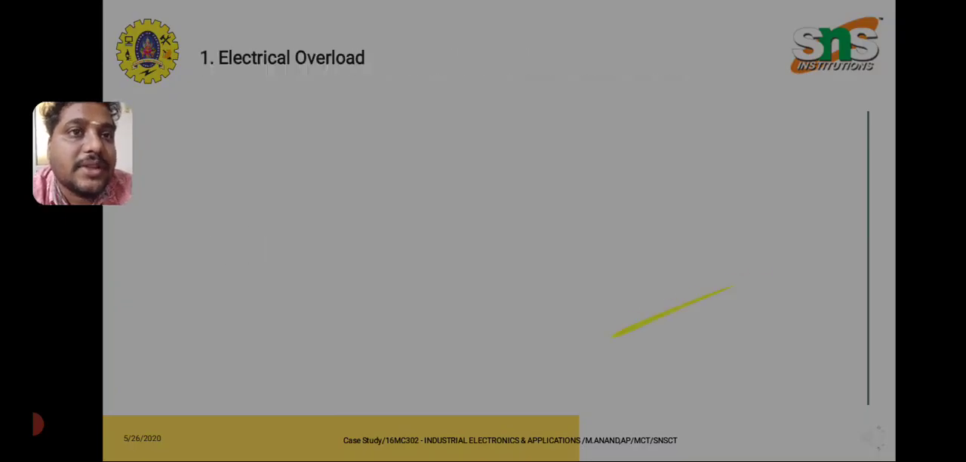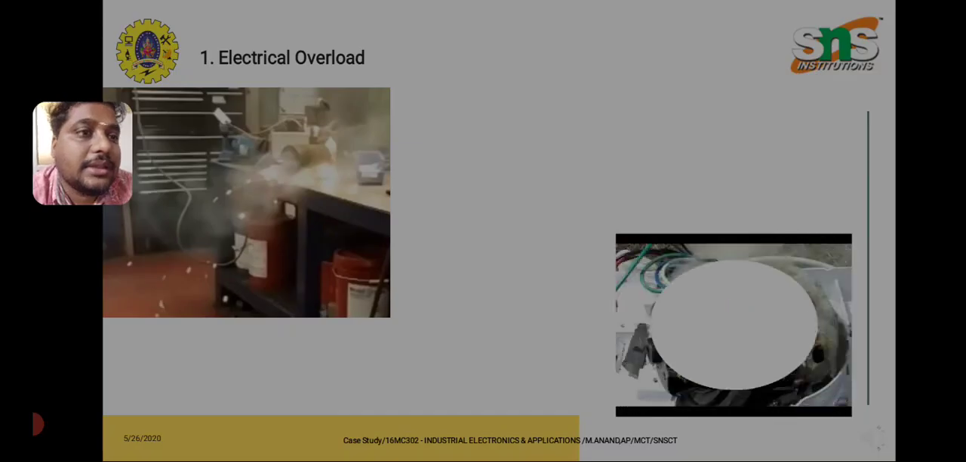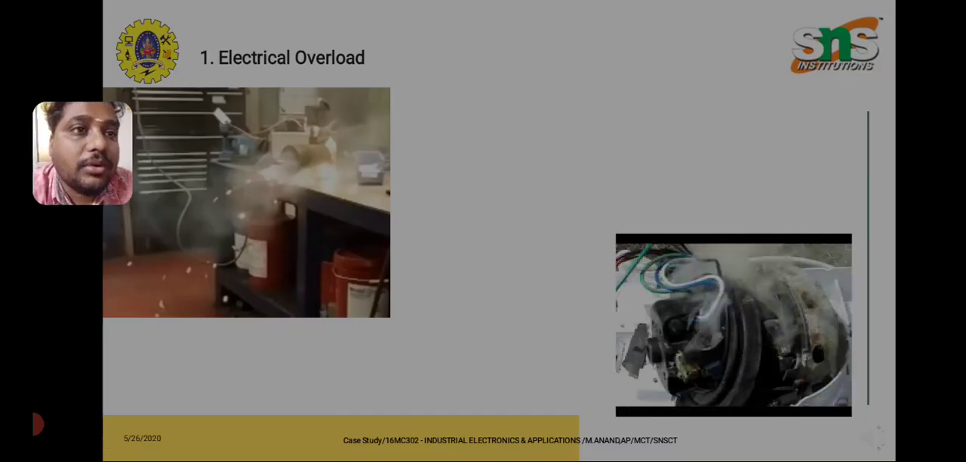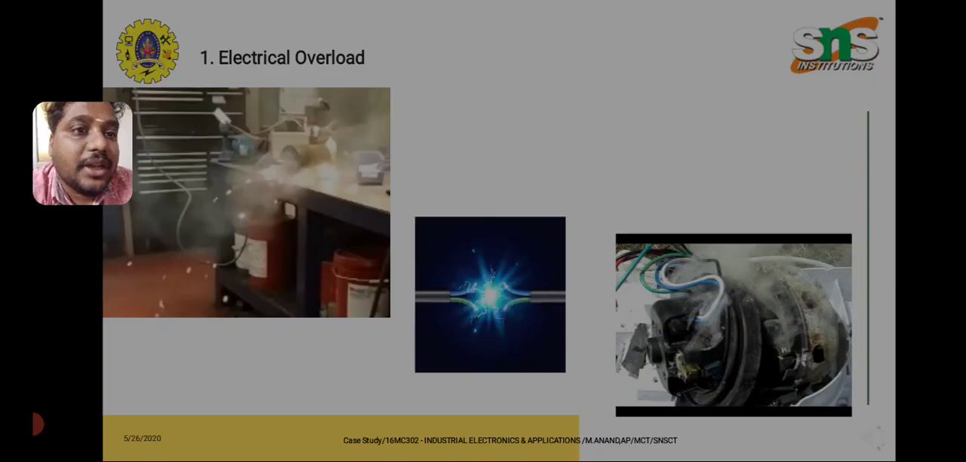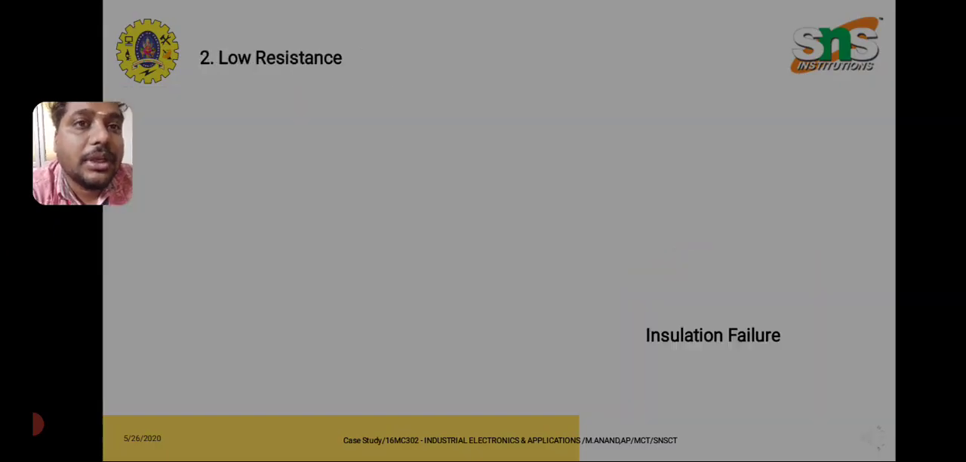The first one is electrical overload. As I said earlier, the overload is created by a phase failure. If any one of the phases fails, for example the R phase fails, then the remaining Y and B phases act as an overload coil. This coil creates the overload to the motor, and finally it leads to burning. So this is the first reason for this motor. Our video represents the same electrical overload problem.